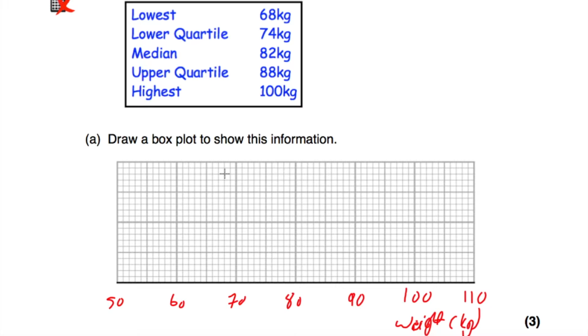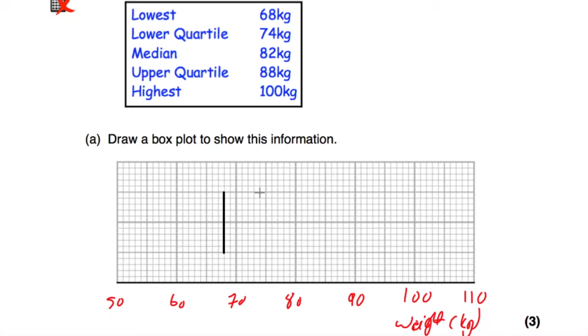So 68 would be 2 little boxes before 70. To be 68, and you do a vertical line there for the lowest. Now it doesn't matter actually the length of it. I've just gone from here to here. You could do it bigger if you wanted to, but I've just gone for that height there. Obviously keep them all the same.